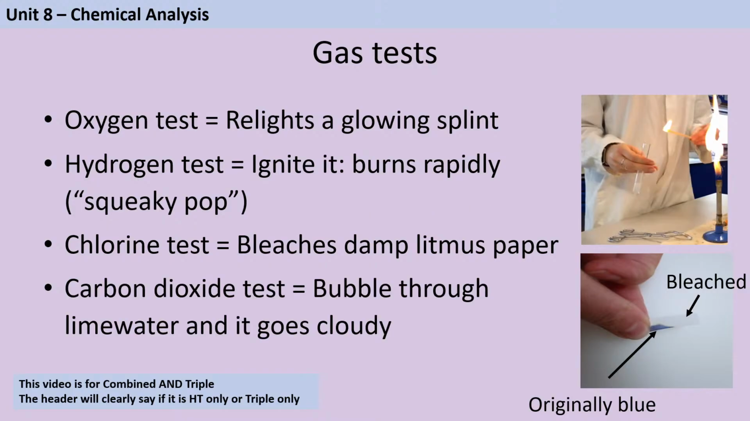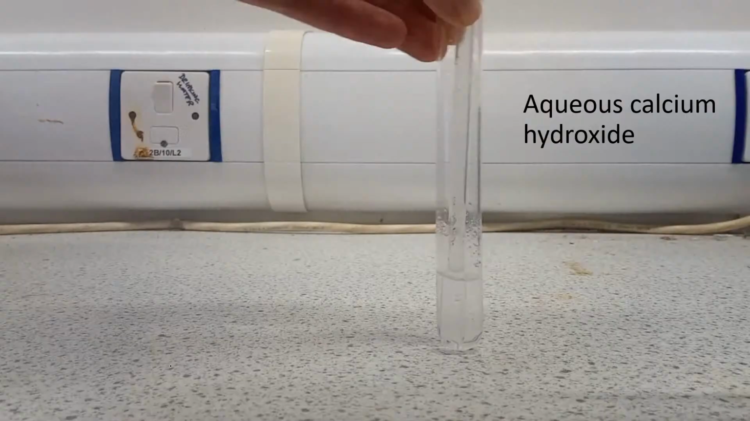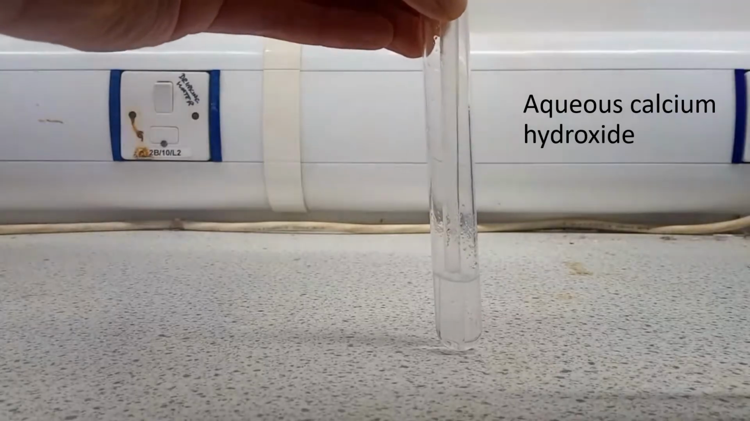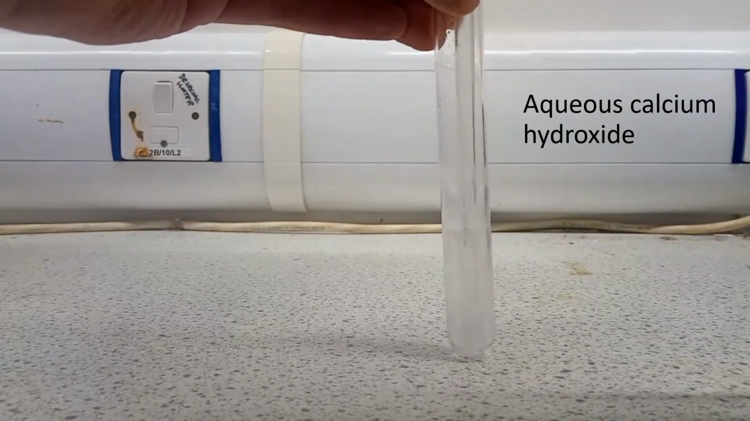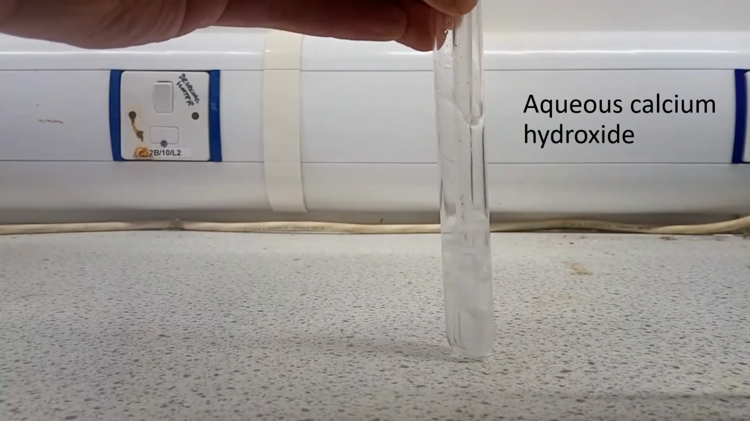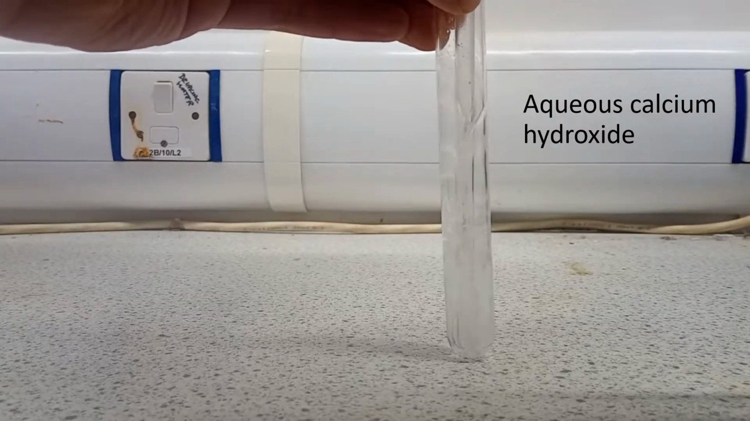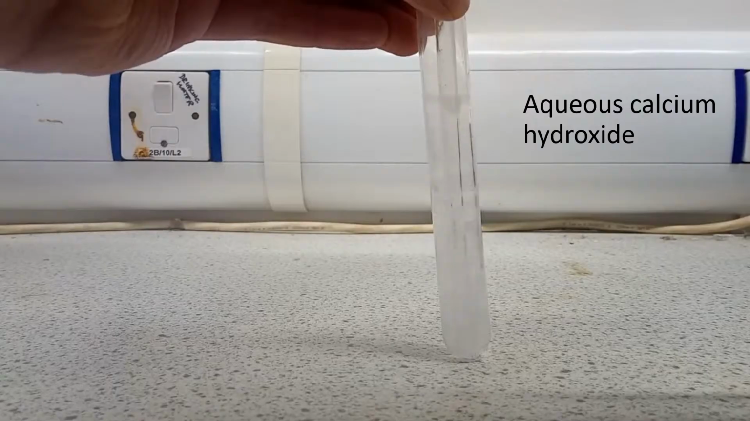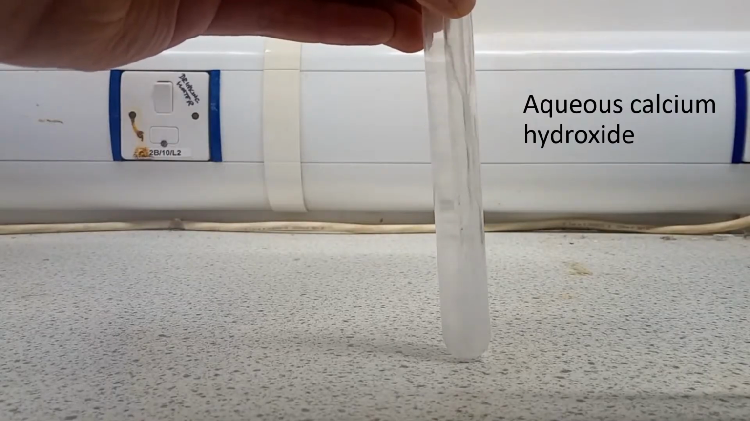And then our last test is to bubble a gas through lime water, which is aqueous calcium hydroxide, and if it goes cloudy, then that tells us that it's carbon dioxide. So you can see the bubbling there, and you can see that gradually it's going a bit milky, it's going a bit cloudy. This was some quite old lime water, so it didn't work very well, but you get the general vibe.